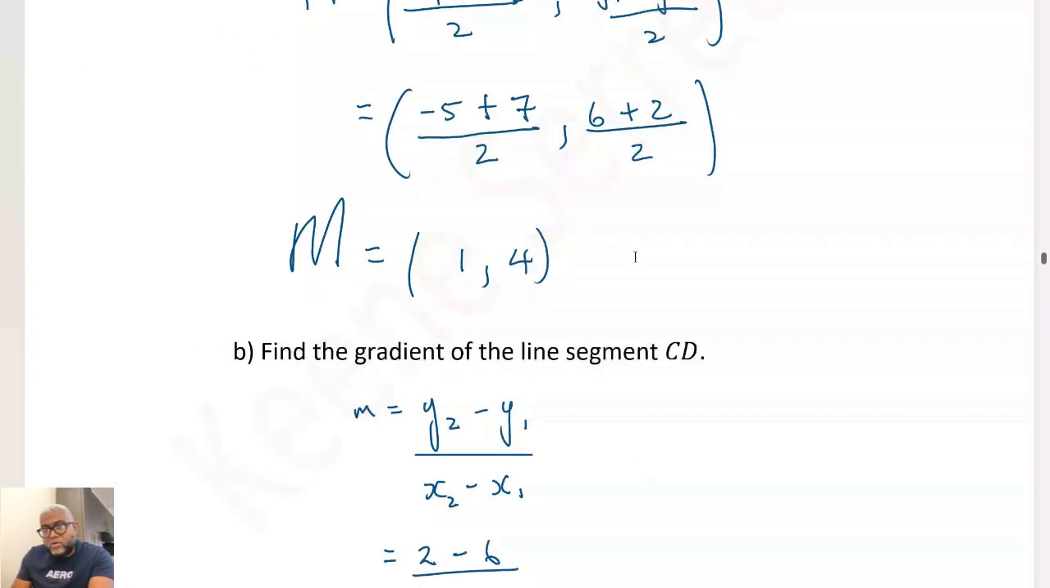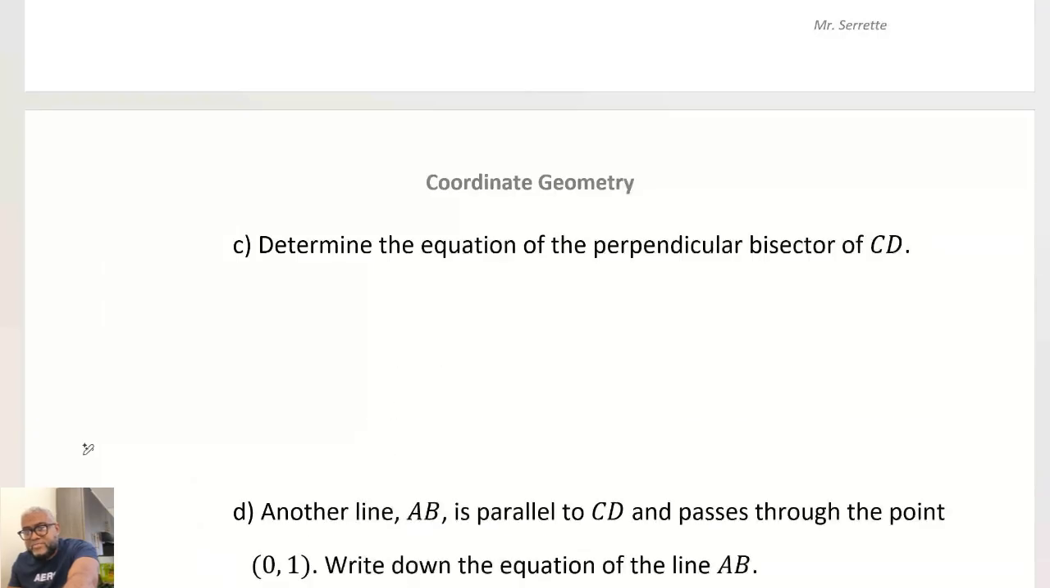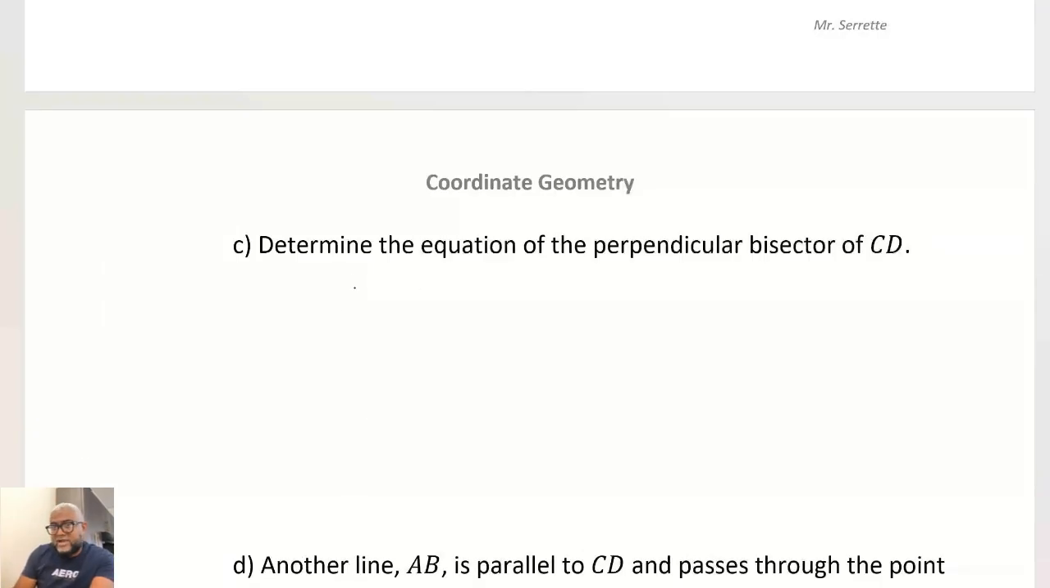So the next thing they want us to do, this was part B, AB. The next part, they want us to write down the equation of the perpendicular bisector of CD, right? A perpendicular bisector is a line that cuts the original line in half. It passes through the midpoint, and we know how to find the gradient of that line, right? So small m, which will be the gradient of the perpendicular bisector, will be what? Empress, what do we have to do to find the gradient of the perpendicular line? What do we have to do with the original gradient? Empress.